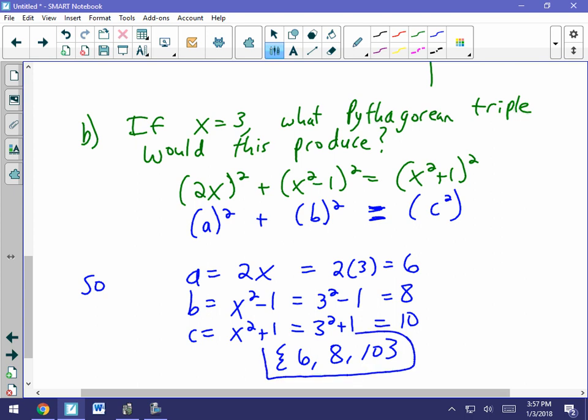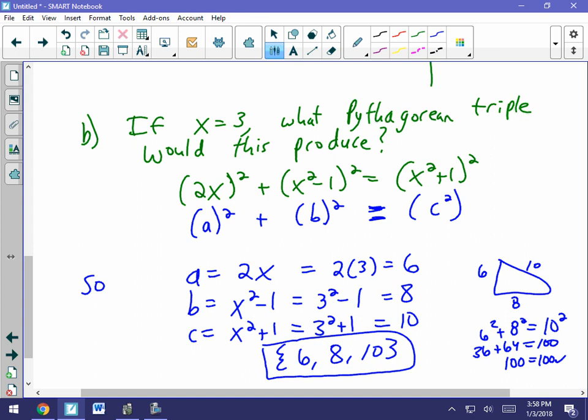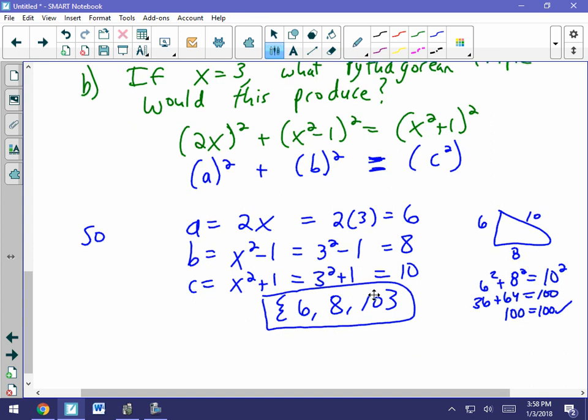Which is in fact a Pythagorean triple, right? If you have a triangle, say that's another fairly common one, but if you think about 6 squared plus 8 squared, does it equal 10 squared? It does, because 6 squared is 36, and 8 squared is 64, and 36 plus 64 makes 100. So that is, in fact, a valid Pythagorean triple. It works in the Pythagorean theorem, and we generated it by our identity.